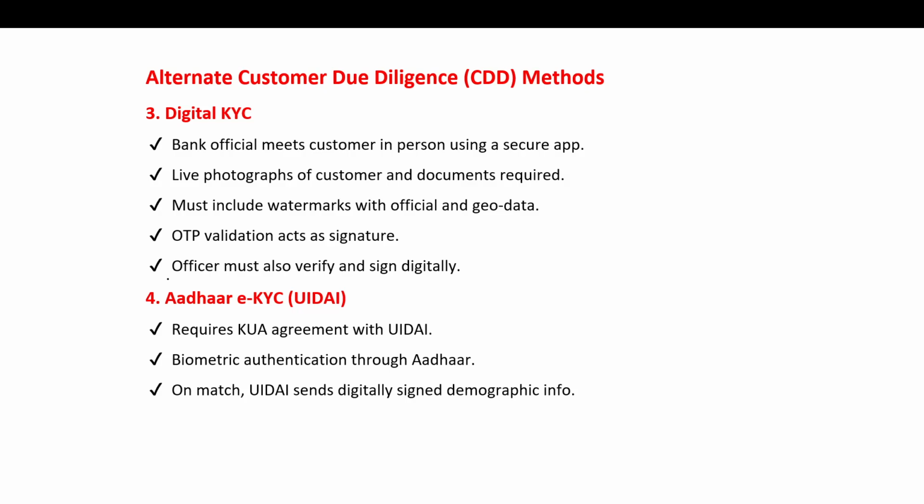Number four, eKYC. Banks can also use Aadhaar based online verification by signing an agreement with UIDAI. There are certain steps. The bank officer enters your Aadhaar number into the system. The customer gives a fingerprint or iris scan. The bank sends an encrypted request to UIDAI. UIDAI checks the biometrics of the customer, and if there is a match, UIDAI sends the name, date of birth, address, gender, phone number, etc. to the bank.